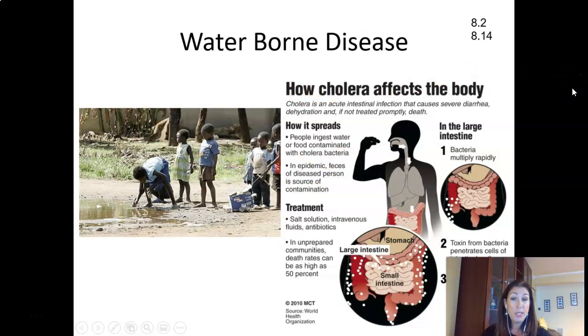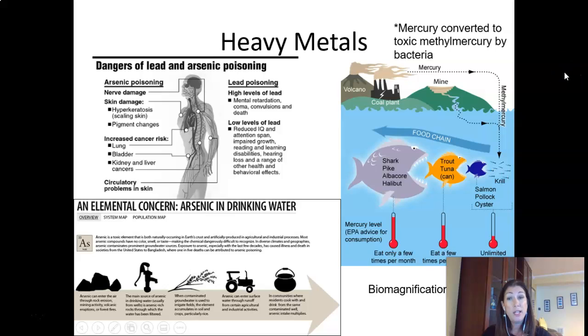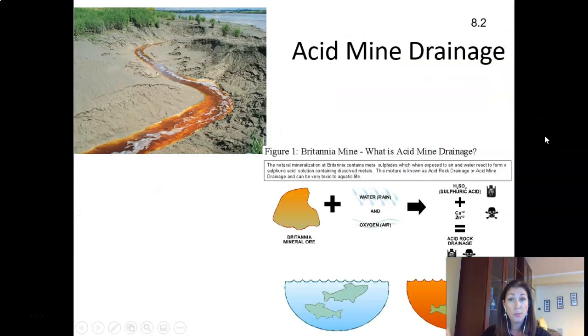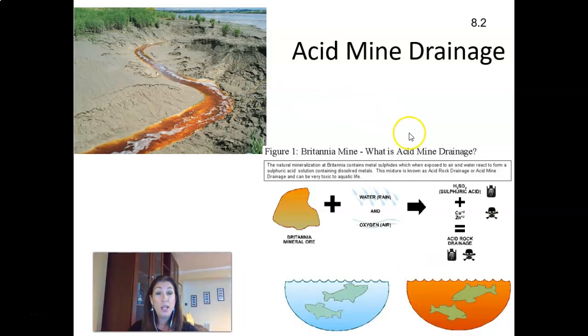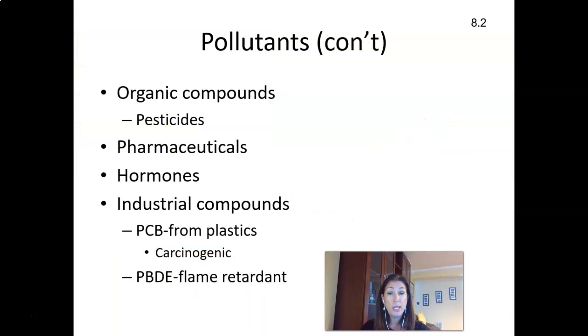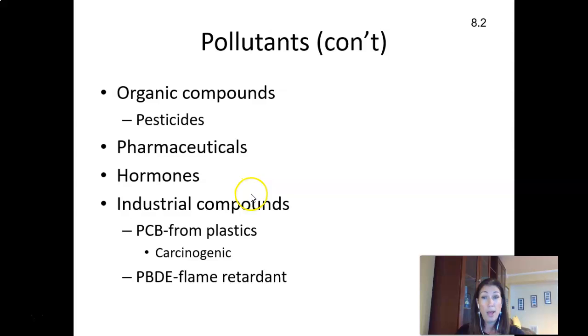Waterborne diseases, so you're going to be taking a look at things in particular like cholera and dysentery that are spread from drinking water. You're going to be taking a look at heavy metals, in particular things like mercury and arsenic and how they get into our waters and how that causes human health problems and how they might biomagnify up the food chain. You'll be taking a look at acid mine drainage, going back to our coal mining and seeing how the coal tailings might lead to water pollution. You'll also be taking a look at pesticides, pharmaceuticals, hormones that might be left over in our wastewater, as well as industrial compounds.